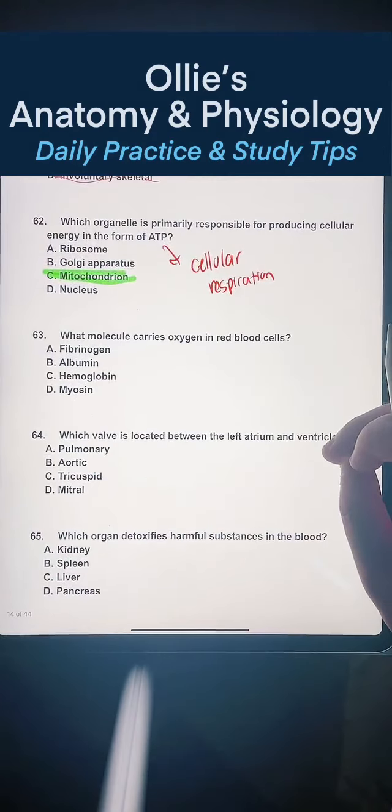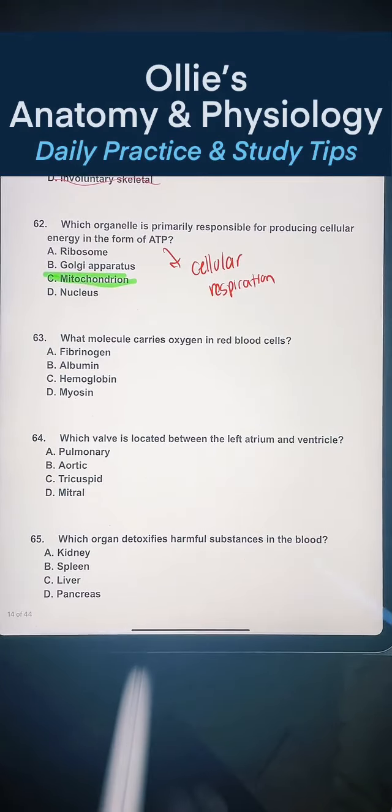Let's move on to number 63. What molecule carries oxygen in red blood cells?